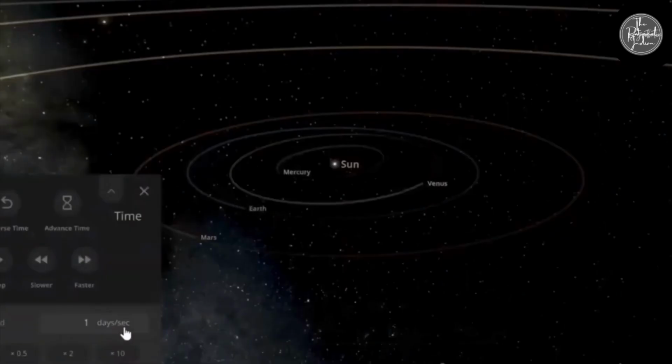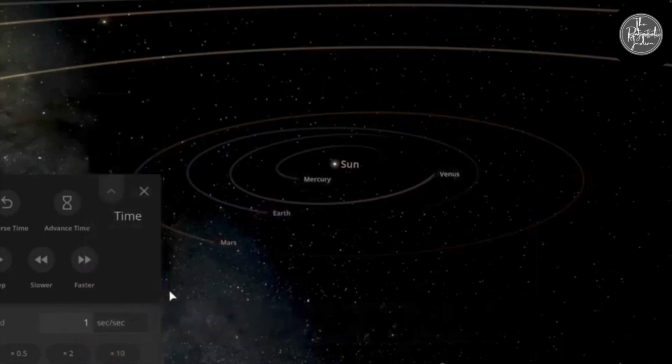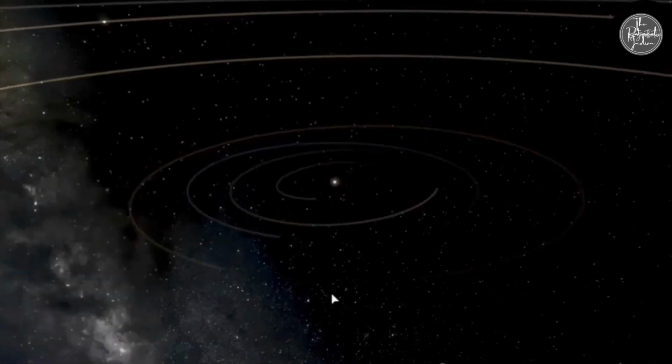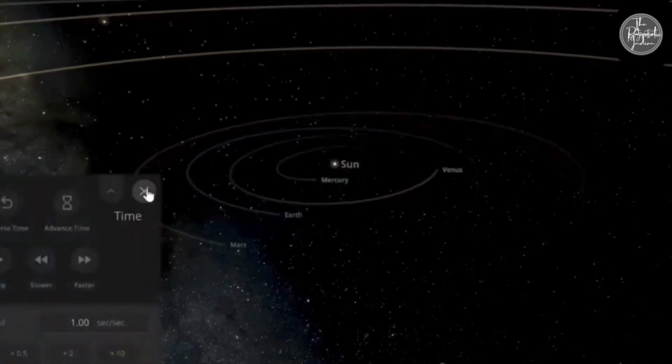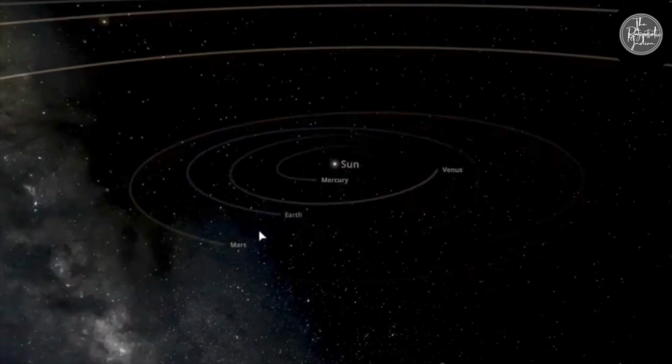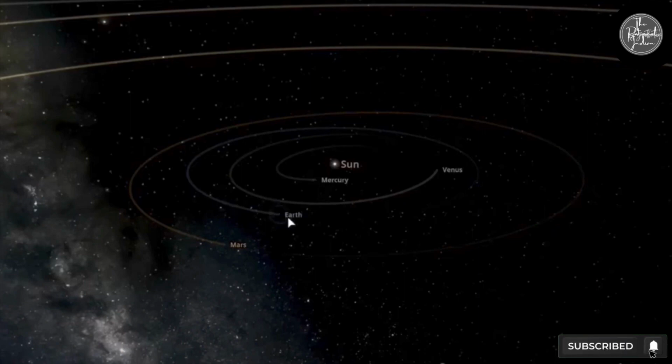Let's start our animation by representing the actual scale, which means that we are not fast-forwarding the time. A second in our animation will denote an actual second. As soon as we make it realistic, we can see that the planets are now rotating at their real speed around the Sun. That is why they appear to have stopped moving. They are moving realistically now, which means Earth would take 365 days to complete its trip around the Sun.